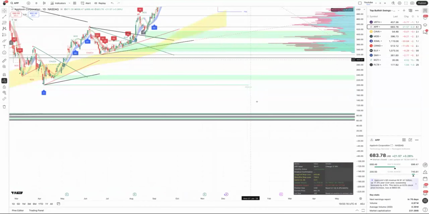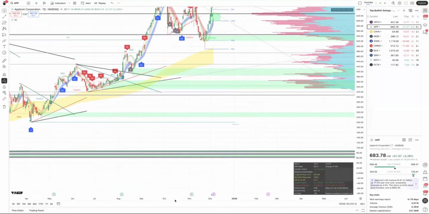When is their next earnings date? I think this chart is in the way. Hold on.